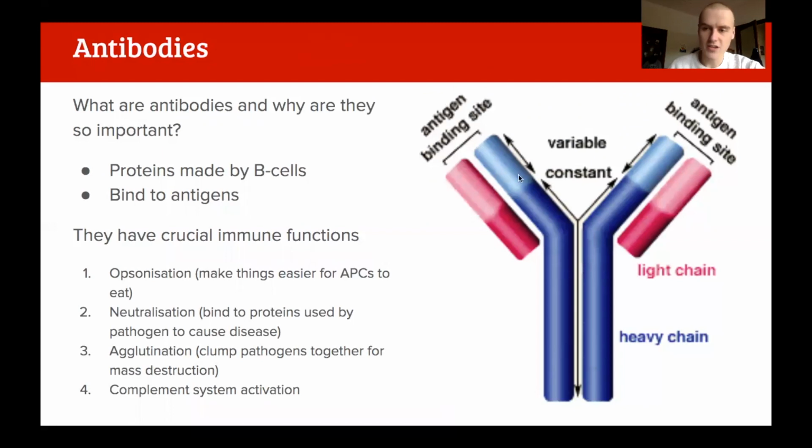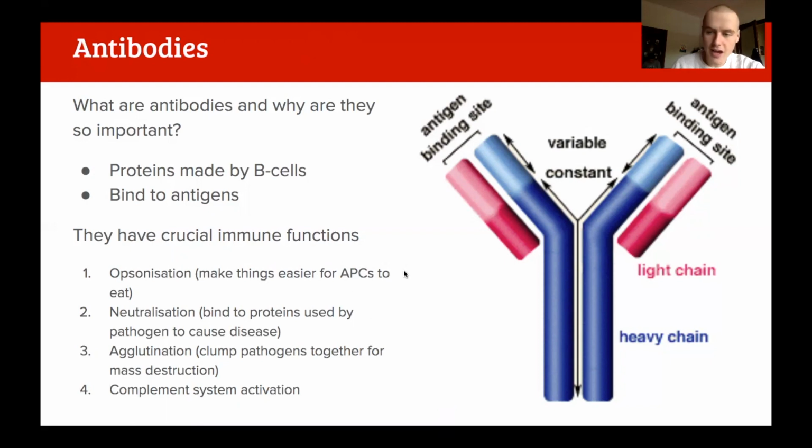And this is why they are so important to immunity. What they do is the B cell that is specific to the antigen that has been presented to it produces only one type of antibody that is designed to bind to that antigen. And that can do a whole bunch of important things. It can opsonize the antigen, which makes it easier for our phagocytes to eat them.